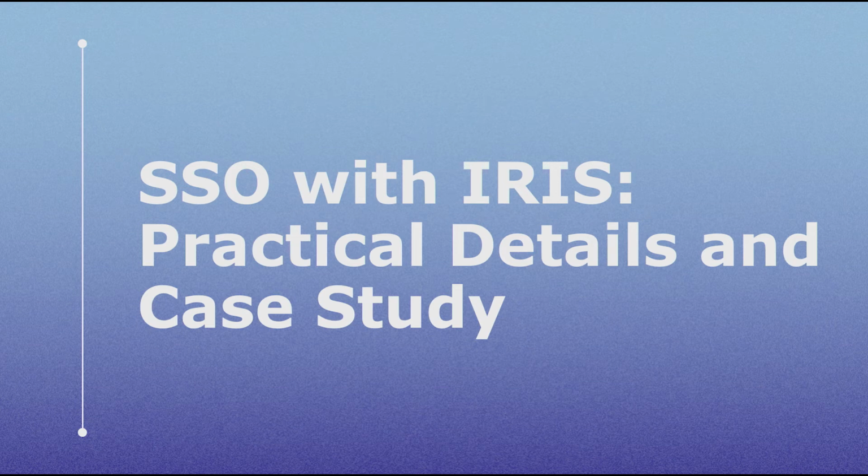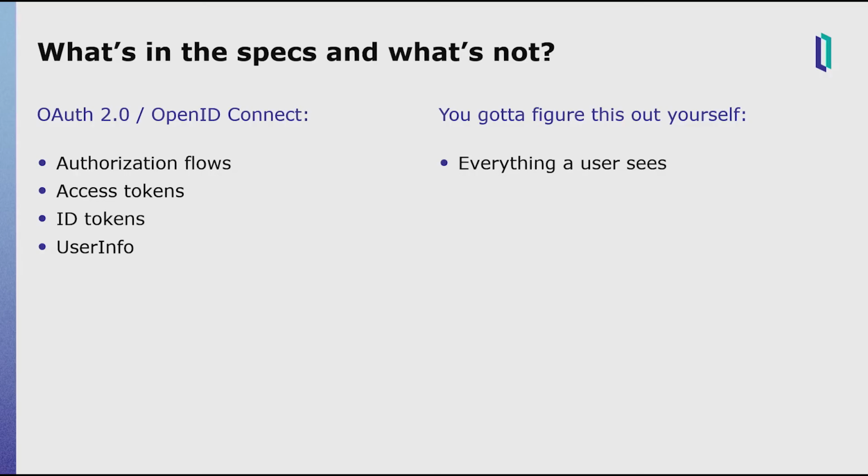This is a very common use case for OAuth 2.0, and we've mentioned there's an extension called OpenID Connect that is practically built for this. So say you're building a single sign-on for your organization, and you decide you want to use InterSystems IRIS. First question is, what is decided for me by the specs, and what is not? On the left-hand side, we have the hard stuff, pretty much. And that's your authorization flows, your access tokens, ID tokens, the user info endpoint. And that's all specified for you by OAuth 2.0 and OpenID Connect. And there are a bunch of different options you can choose from. On the right-hand side, you have stuff you have to figure out for yourself. And that's basically everything a user sees.